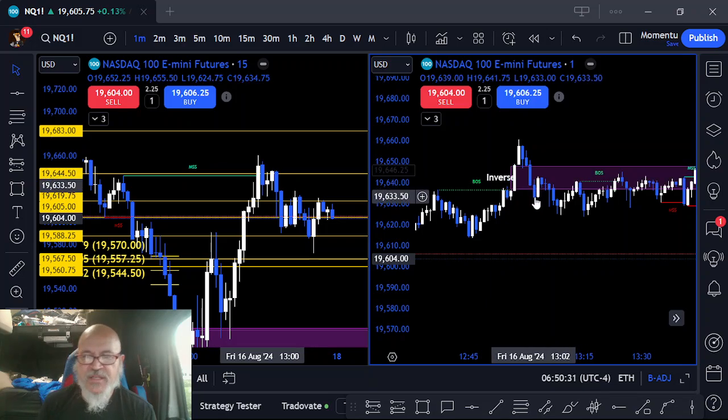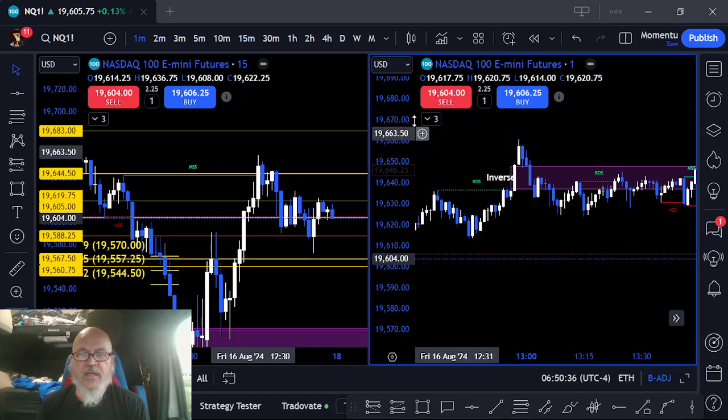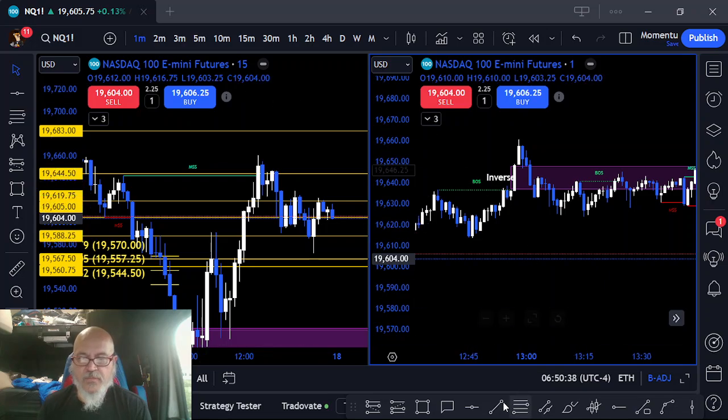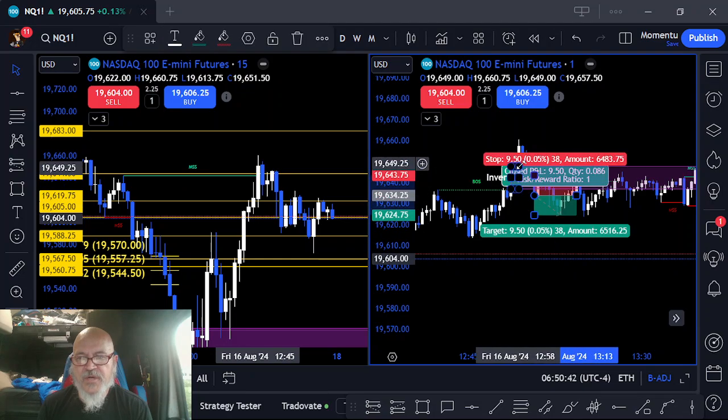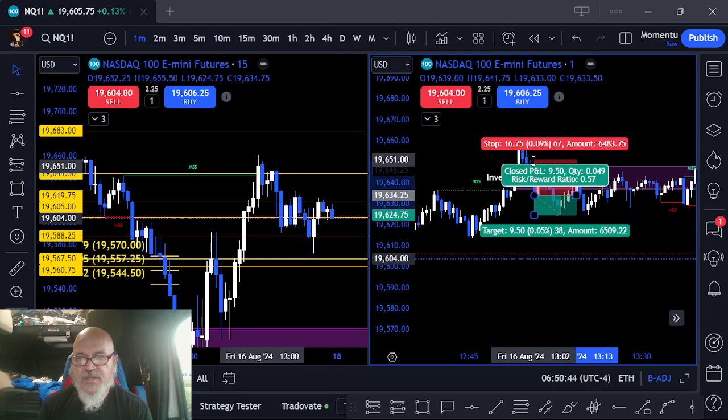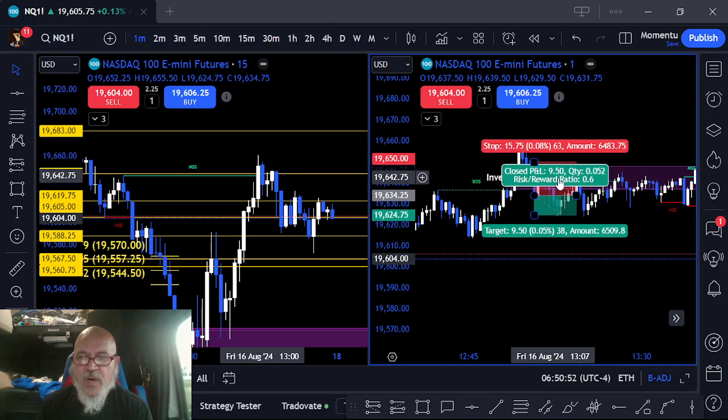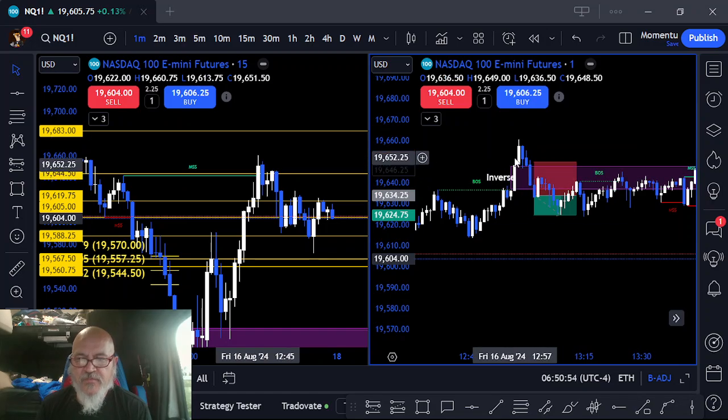So my entry is at the bottom of this 1 minute candle right here. And with that entry, when I take this trade, I am just going to risk above that inverse fair value gap. Because if we're going to remain bearish, we should not break back through that seller strength that inverted that fair value gap. Okay.